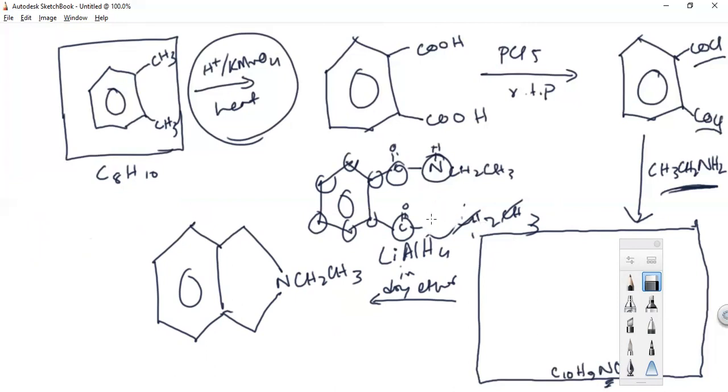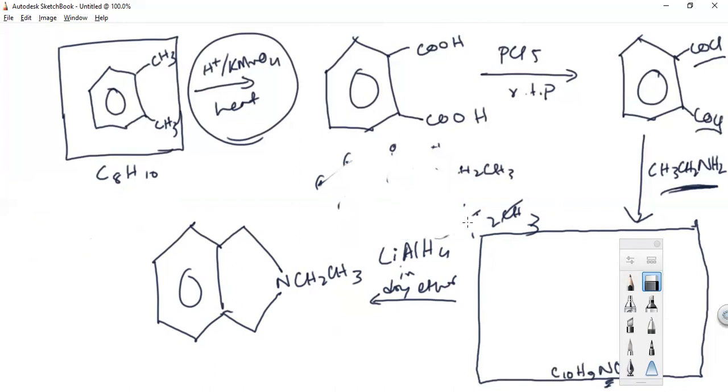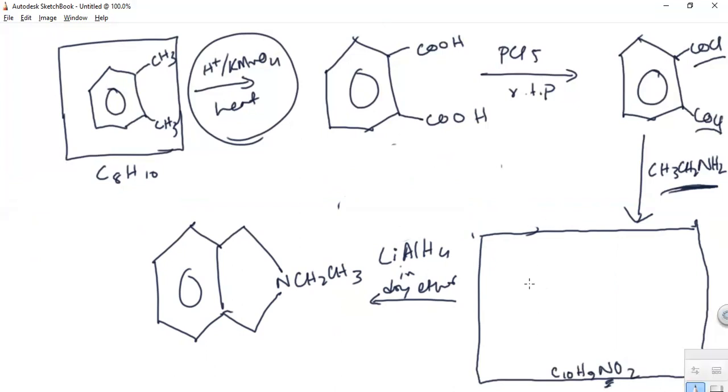So actually this won't be the case. The reaction should be rather looking like this. So this is our benzene structure. From here, we have this carbon, and we also have this carbon.